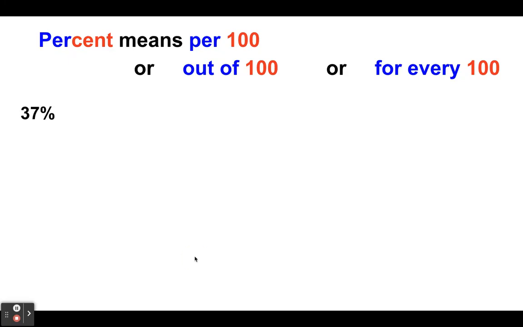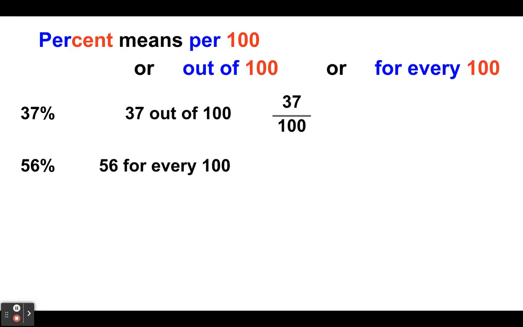So for example, 37%, that's like saying 37 out of 100. Again, that means 37 hundredths. So 37% as a fraction is 37 over 100. Let's take a look at 56%. Again, 56% could be 56 out of 100 or 56 for every 100. But again, same fraction, 56 on top, 100 in the denominator for out of 100.